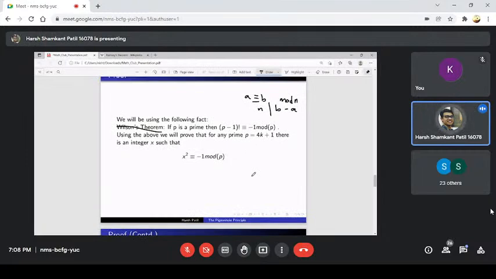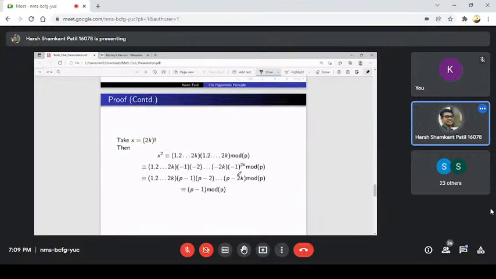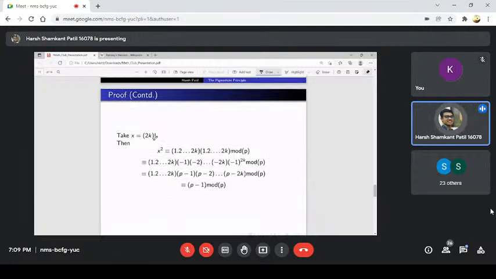Now, using this fact, using Wilson's theorem, we will prove that for any prime p, there is an integer x such that x squared is congruent to minus 1 modulo p. Let us do that. We take x equal to (2k) factorial. Now let us square it. In the second step, we have replaced 1 with minus 1, and we have multiplied by minus 1 at the end. And we have done this for all the terms in the second.